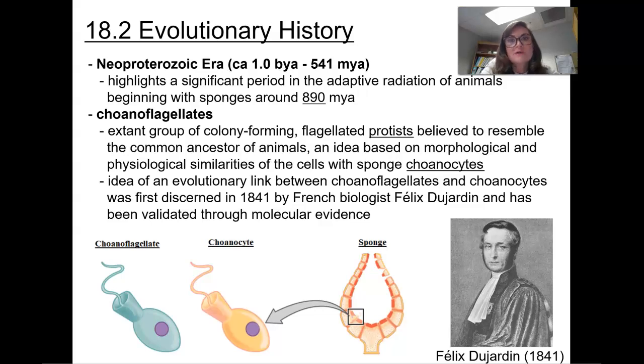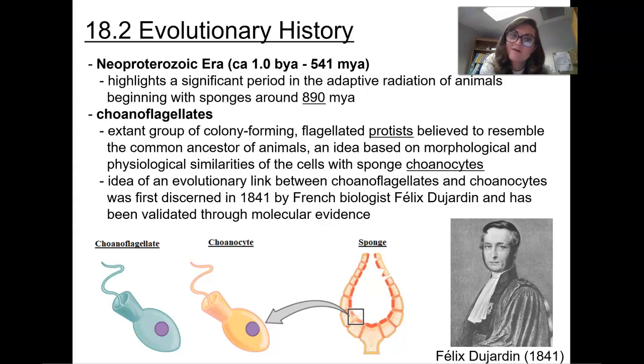It's going to begin with sponges, which are going to start to appear around 890 million years ago. So these are called choanoflagellates. They're a group of colony-forming flagellated protists that were believed to resemble a common ancestor of animals. This idea is based on morphological and physiological similarities of cells with the sponges, which are the choanocytes.